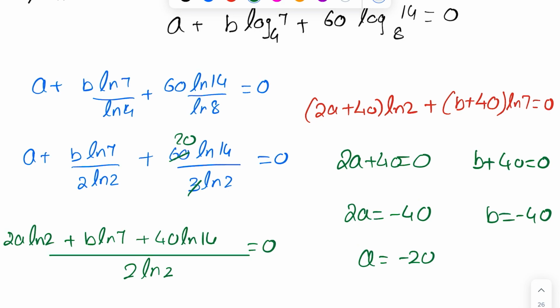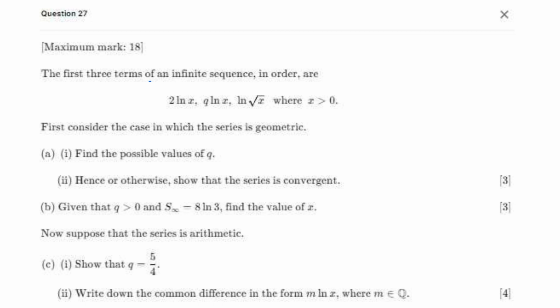You can see that we started with easy questions and slowly we are going to the difficult questions. Now coming to question number 27, it's a big question. You can see that it is an 18 marks question. We started with simple questions and we are going for the difficult questions now.